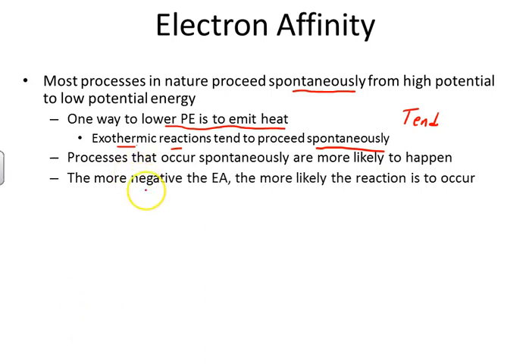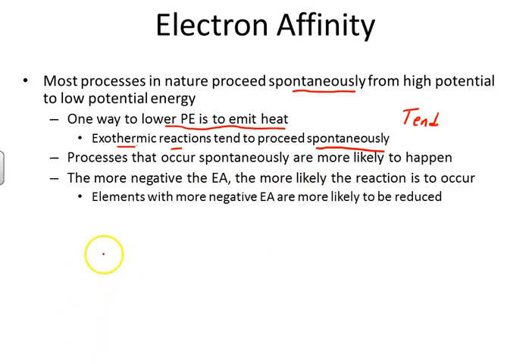Therefore, negative electron affinities are more likely to occur in nature spontaneously. So the more negative the electron affinity, EA, the more likely the reaction is to occur, is one way to interpret that. Elements with more negative values for the electron affinity then are more likely to be reduced. And again, that is gain of electrons.